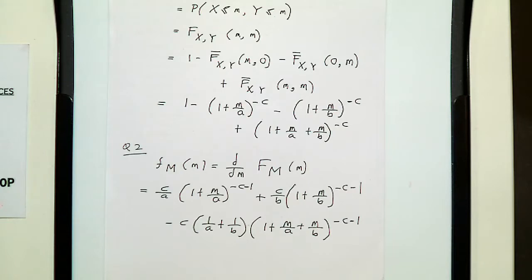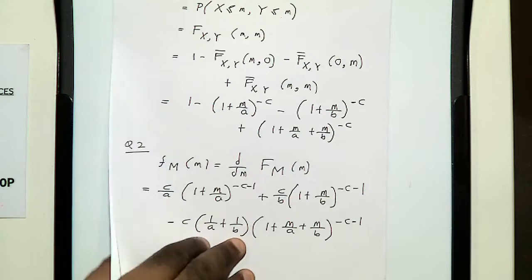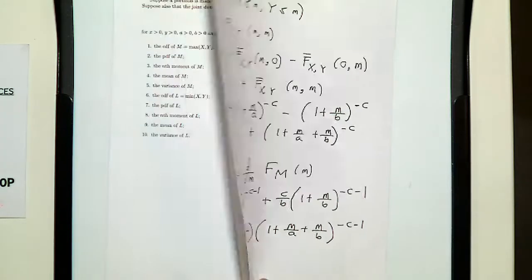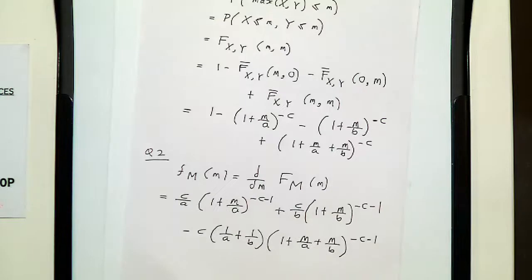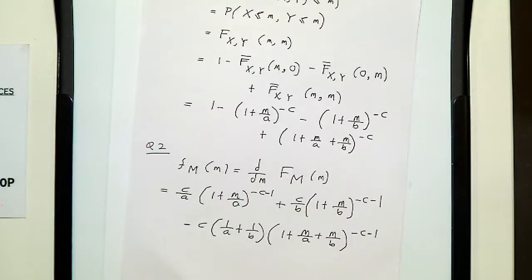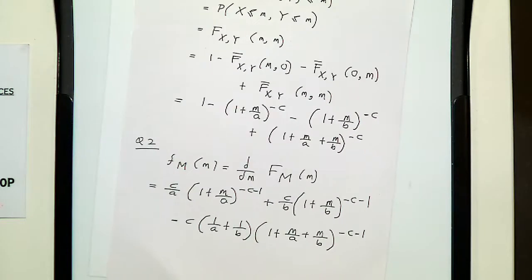Let's go on to the next part of the question. The next part is to find the nth moment of M. When I say the nth moment, what I mean is the expected value of the nth power of M. Let me take this away. Let me also take this away.